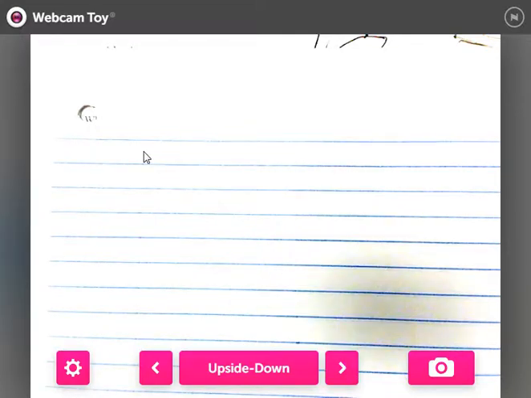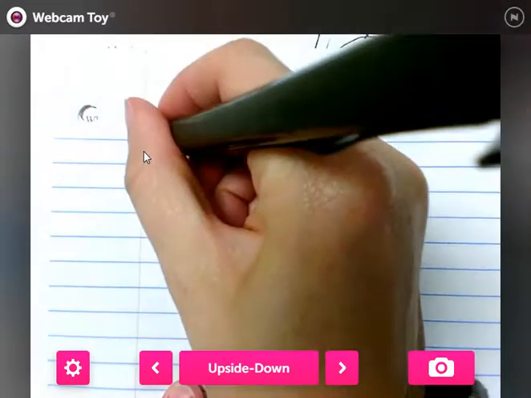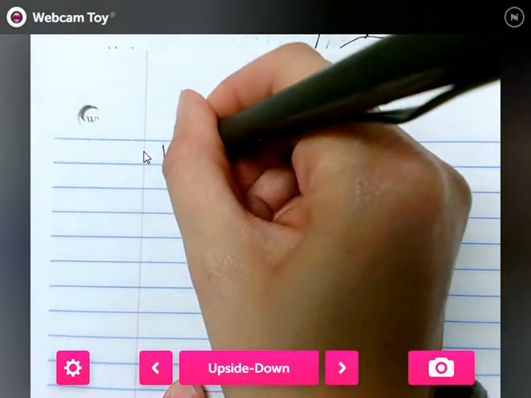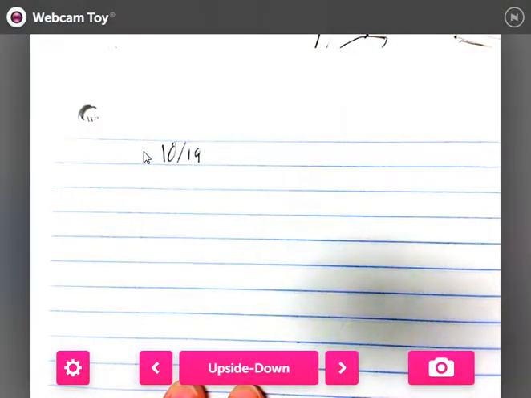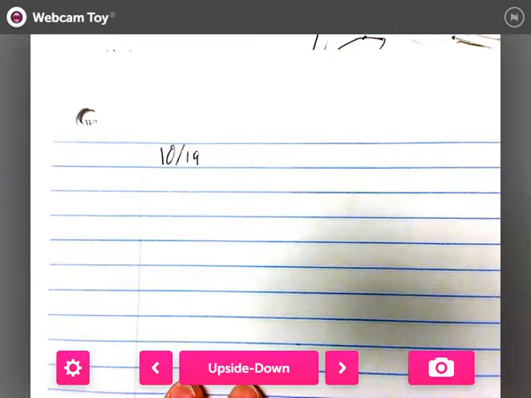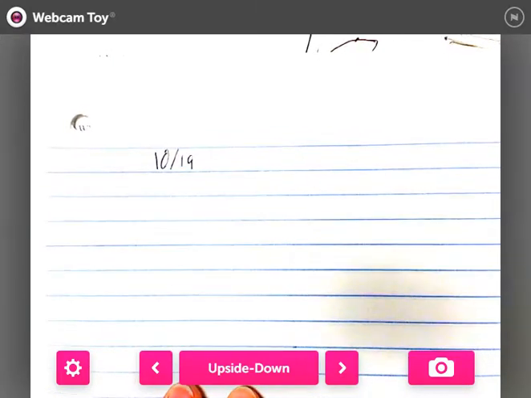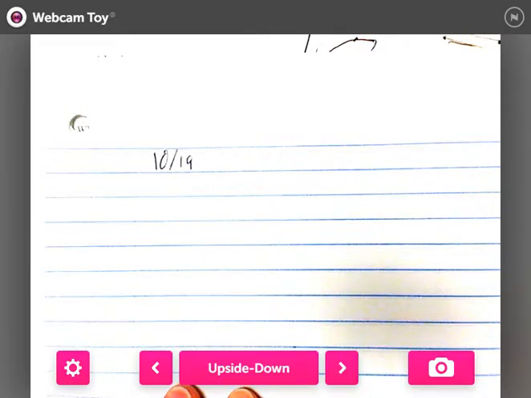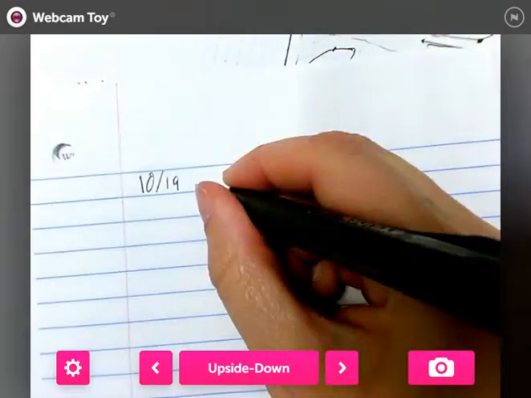Okay, so today is the 19th of October, and we're going to talk a little bit more about these different characteristics of graphs, okay? So we're graphing.